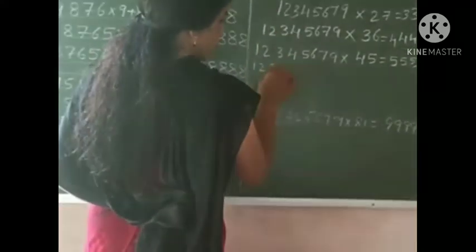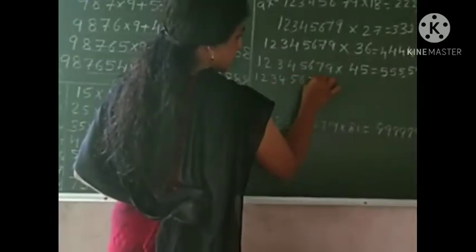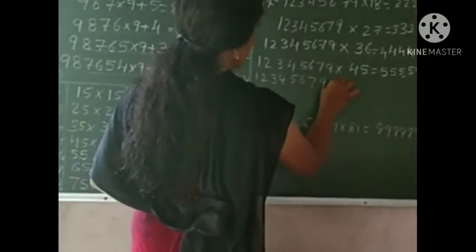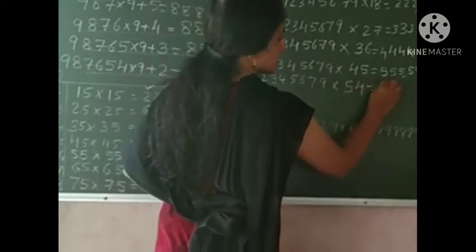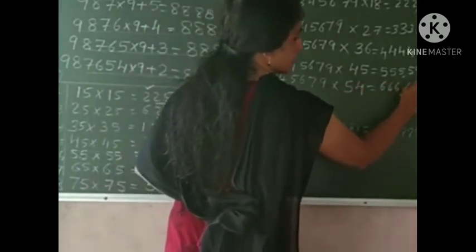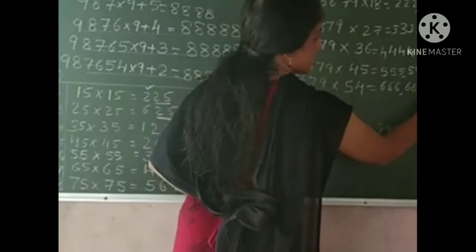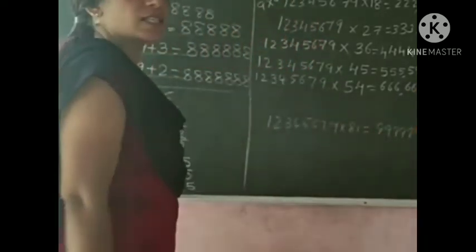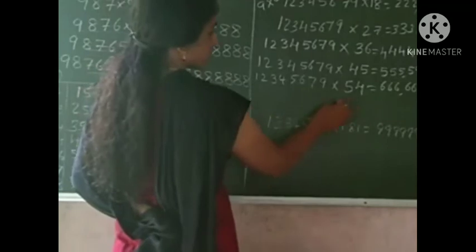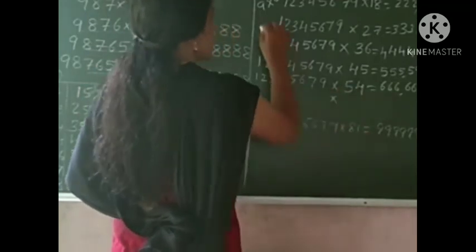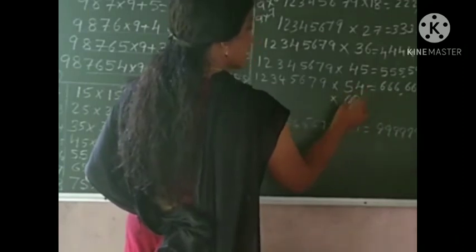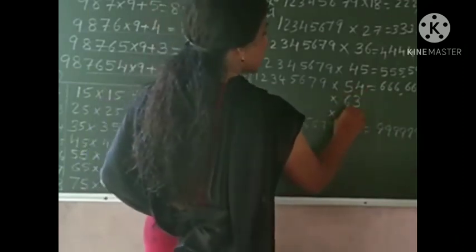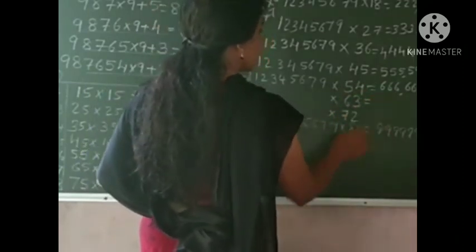1, 2, 3, 4, 5, 6, 7, 8, 9 into 9 6s are 54. Therefore, what is the answer? 6 6 6 6 6 6 6 6 6. 9 6s are there. Then next we can multiply by 9 7s are 63. Then next 9 8s are 72. Therefore, what is the number?